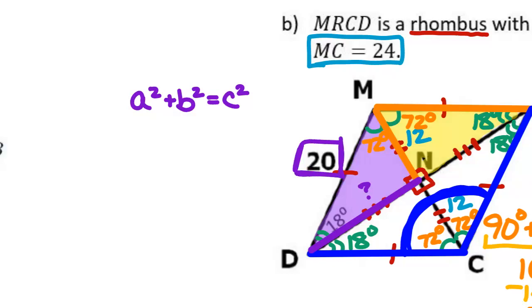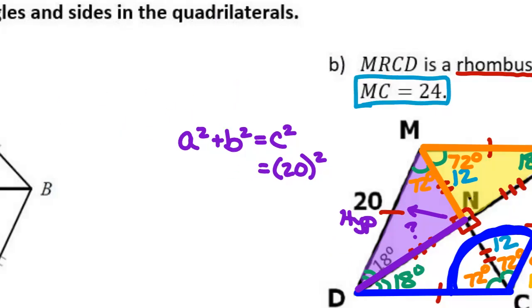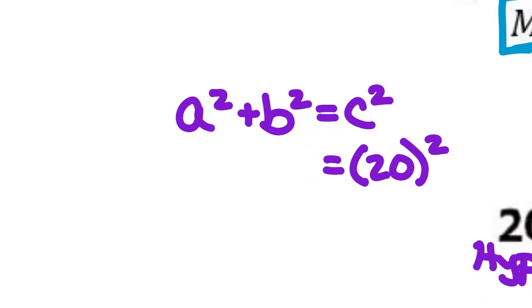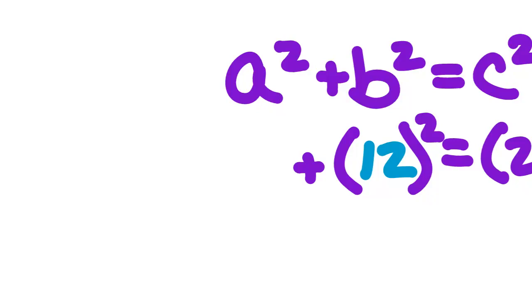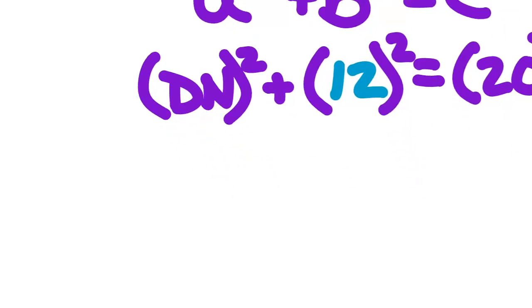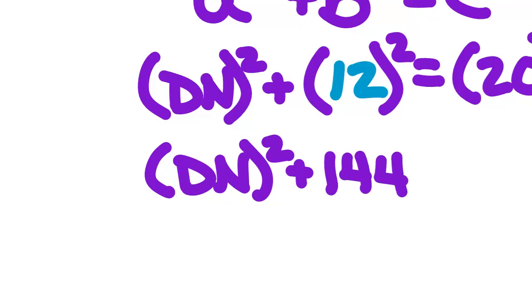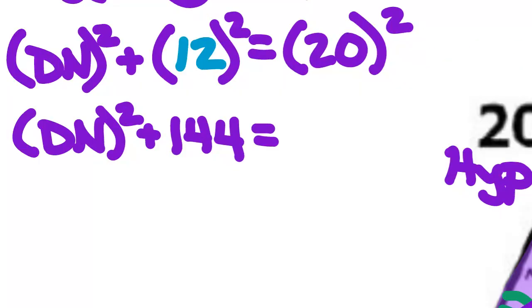This 20 that's on the outside, does that go in for A, B, or C? C. It is opposite the right angle. So this is my hypotenuse. So I put 20 in the place of C, so I have 20 squared. How big is one of the other sides? 12. You can put that in for A or B, it doesn't matter. But we take that 12 and we square it. The side that we're looking for, DN, goes in for the other one, either A or B. All right, so now we're going to solve this. DN squared plus 144 equals 400.